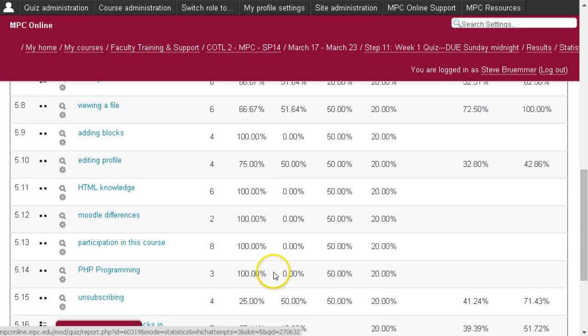And look at these questions. Everybody got them right. It's good that students get some points, but these questions really aren't helping determine which are the more able and which are the less able students. Well, good stuff, I think.